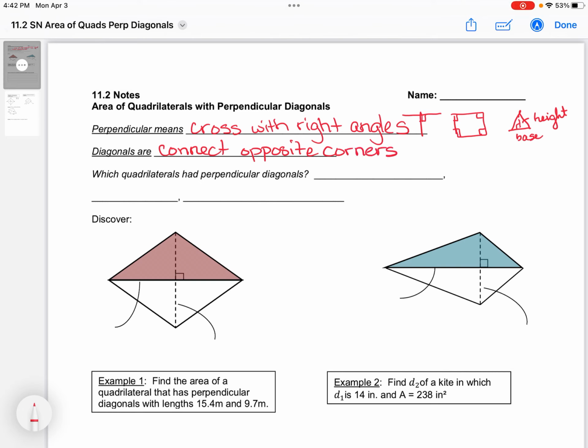And if your paper doesn't have room to write these definitions, you can add them to the top or wait till I finish. Okay, so we had three quadrilaterals that have perpendicular diagonals.